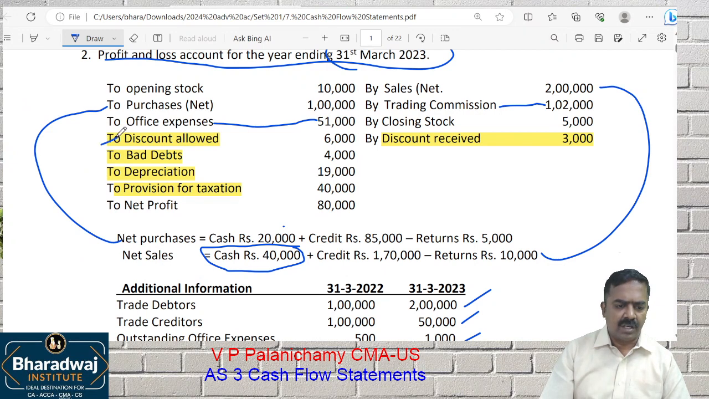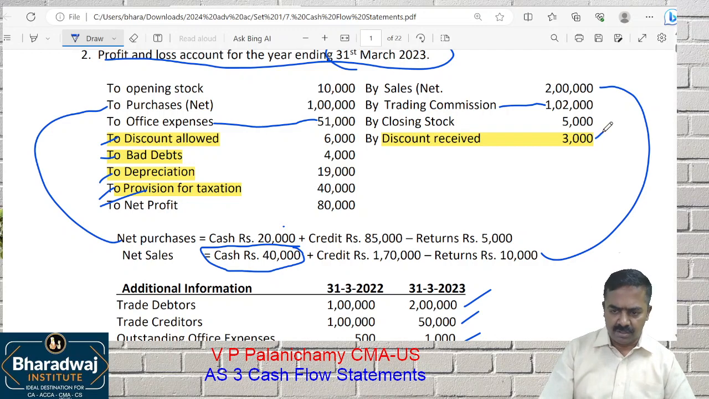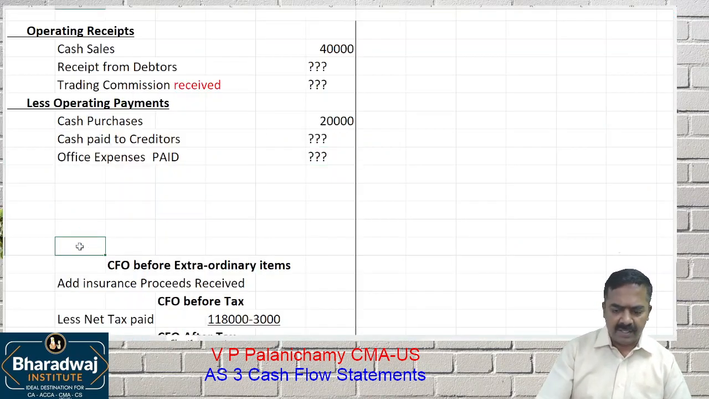What about discount allowed, bad debts, depreciation, provision for tax? All these are cash items or non-cash items? That will not come. Even net profit is a non-cash item, that will not come. Discount received, closing stock and all is a non-cash item, that will not come. Rent paid is not given.